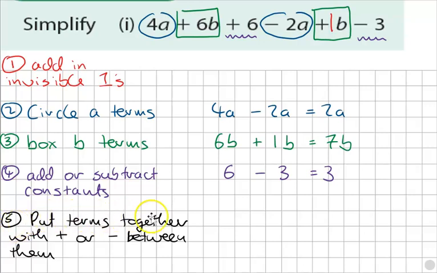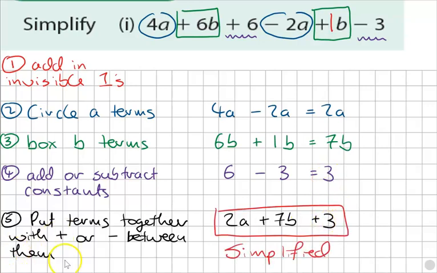Step 5, put the terms together with plus or minus between them. So we bring down the 2a, we bring down the 7b, which gets a plus in front of it, because if there's no sign in front of it, you just automatically assume it's a plus, it's positive. And then we bring down the 3 and put a plus in front of it. And that's our answer. We have simplified.